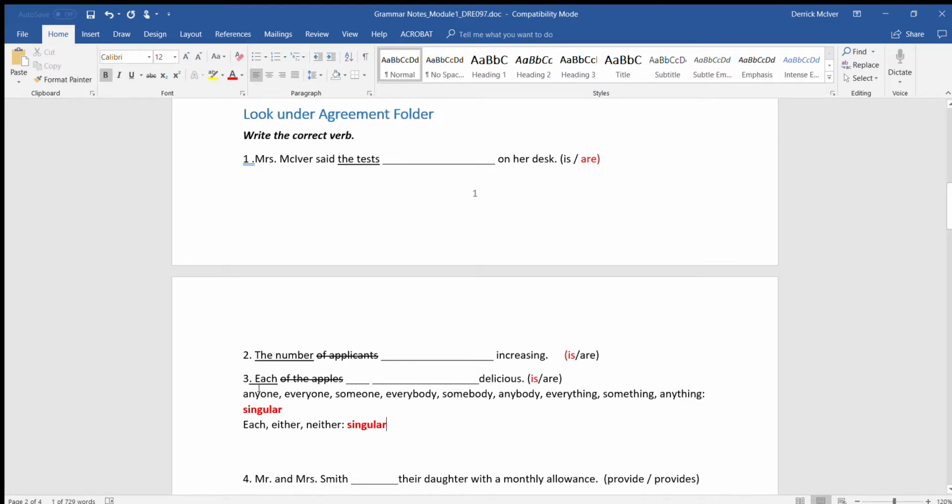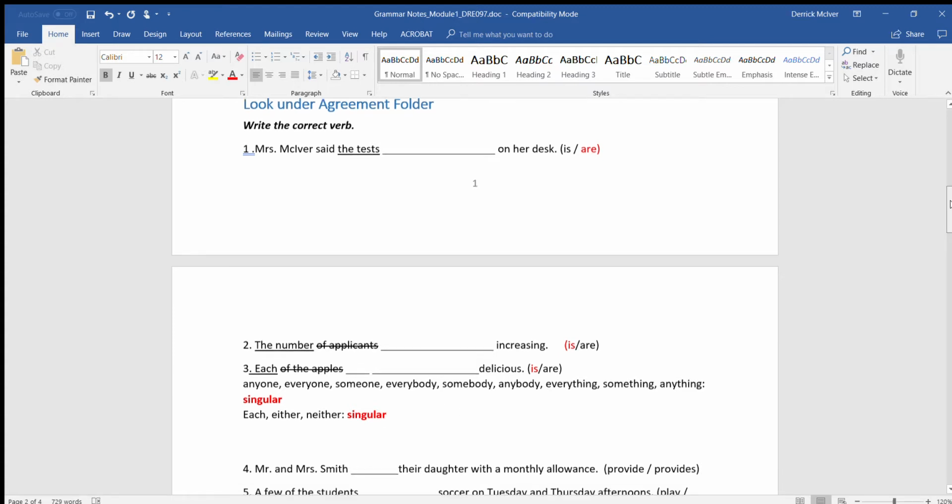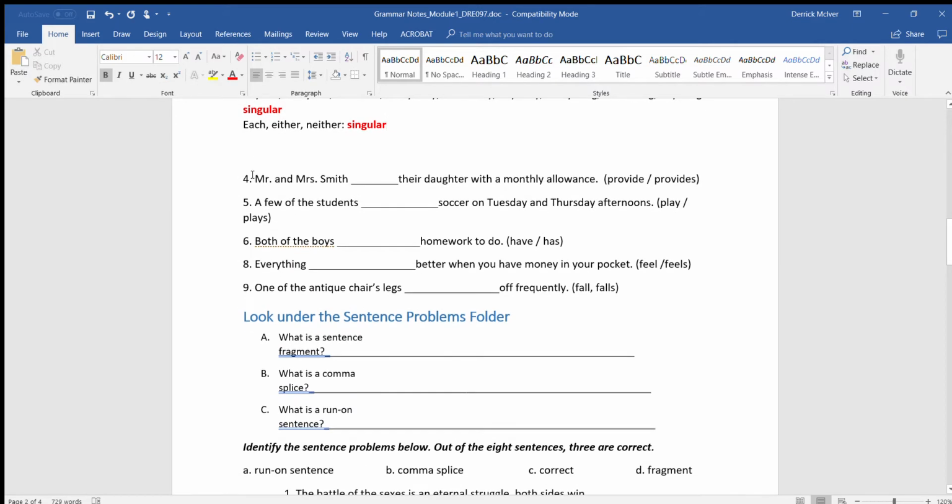S. Remember, if the pronoun ends in one, body, or thing, it is singular. Each, neither, and either are also singular. Mr. and Mrs. Smith means more than one, so it is plural, so the verb must be plural.